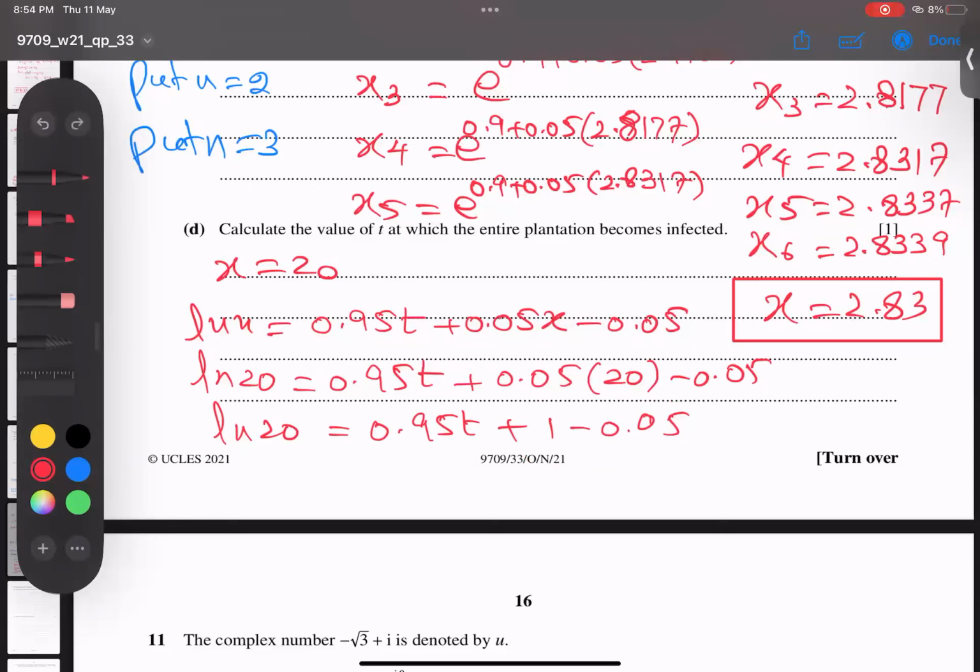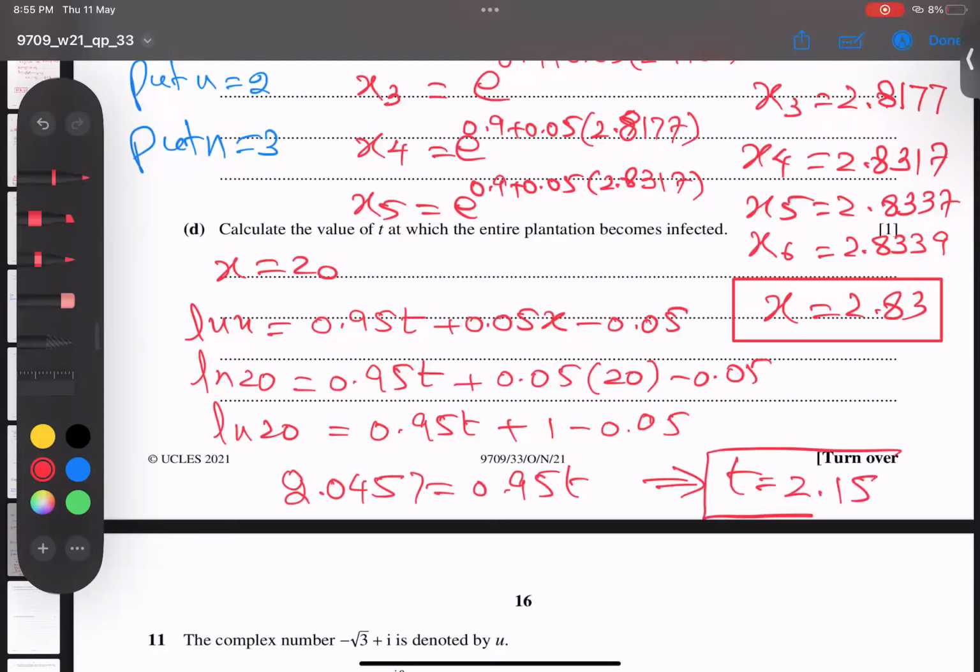So log of 20 minus 1 and plus 0.05, and what am I getting here? 2.0457 equals 0.95 t, and I find t from here, students. So if I divide by 0.95, the answer is 2.15. Got it. Alhamdulillah Rabbil Alameen.